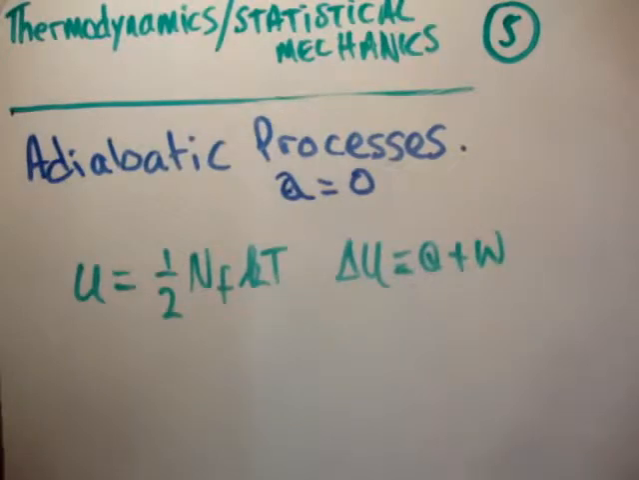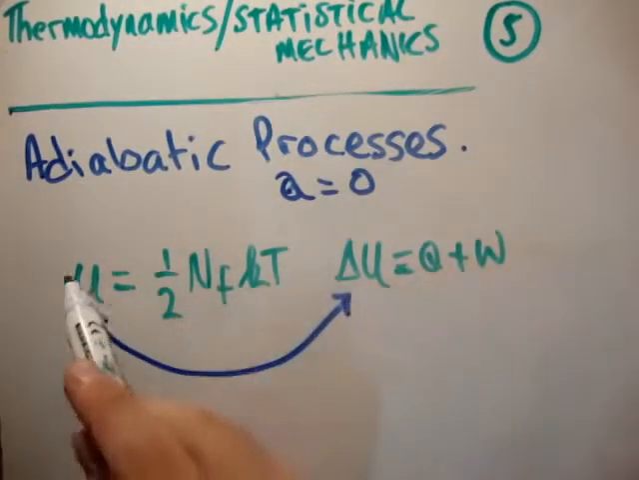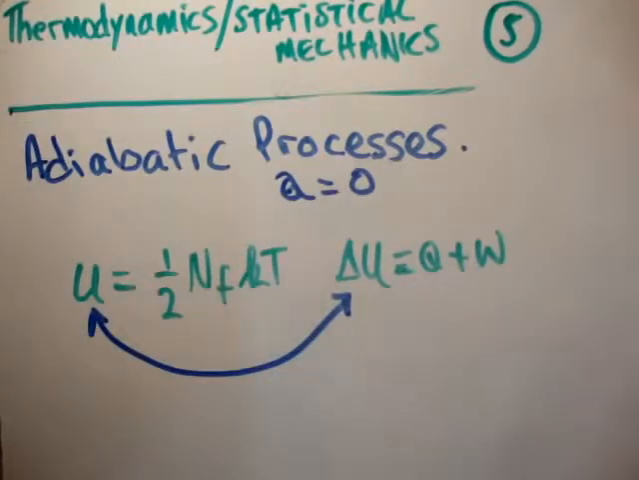where Q is positive if heat goes into the system, Q is negative if heat comes out, and the work done is positive if work is done on the system, and it's negative if work is done by the system. Note of course here that it's the actual internal energy, and here is a change in internal energy. This is very important.